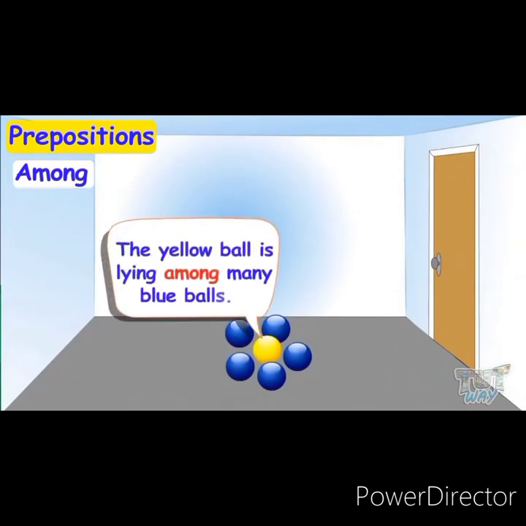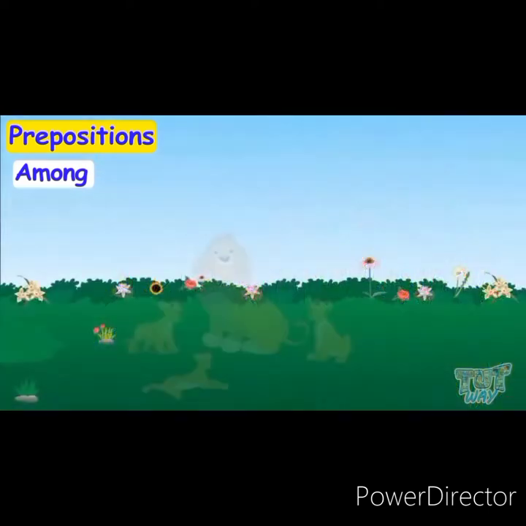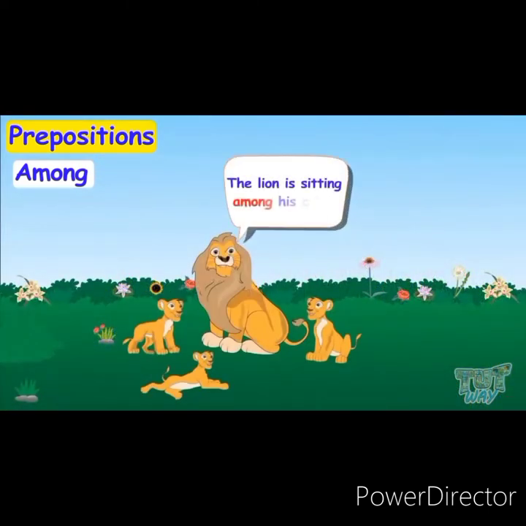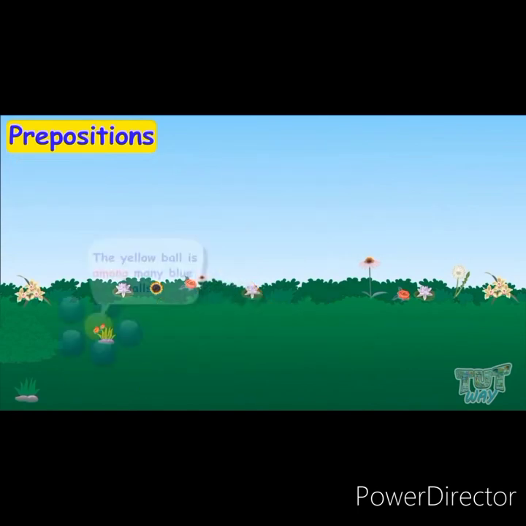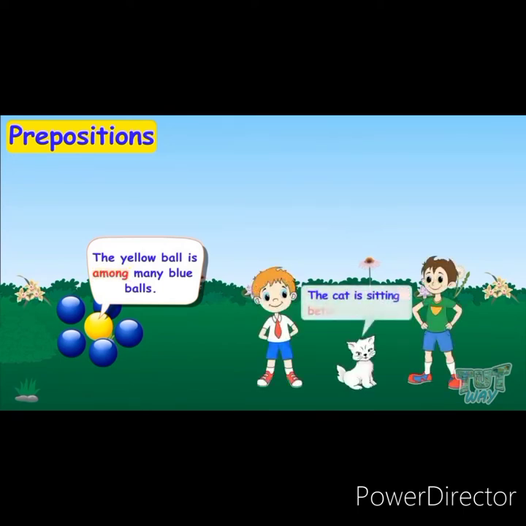The yellow ball is lying among many blue balls. The girl is standing among many flowers and butterflies. The lion is sitting among his cubs. Children, we use among when there are more than two objects, and we use between when there are two objects. The difference between among and between is clear to all of you?